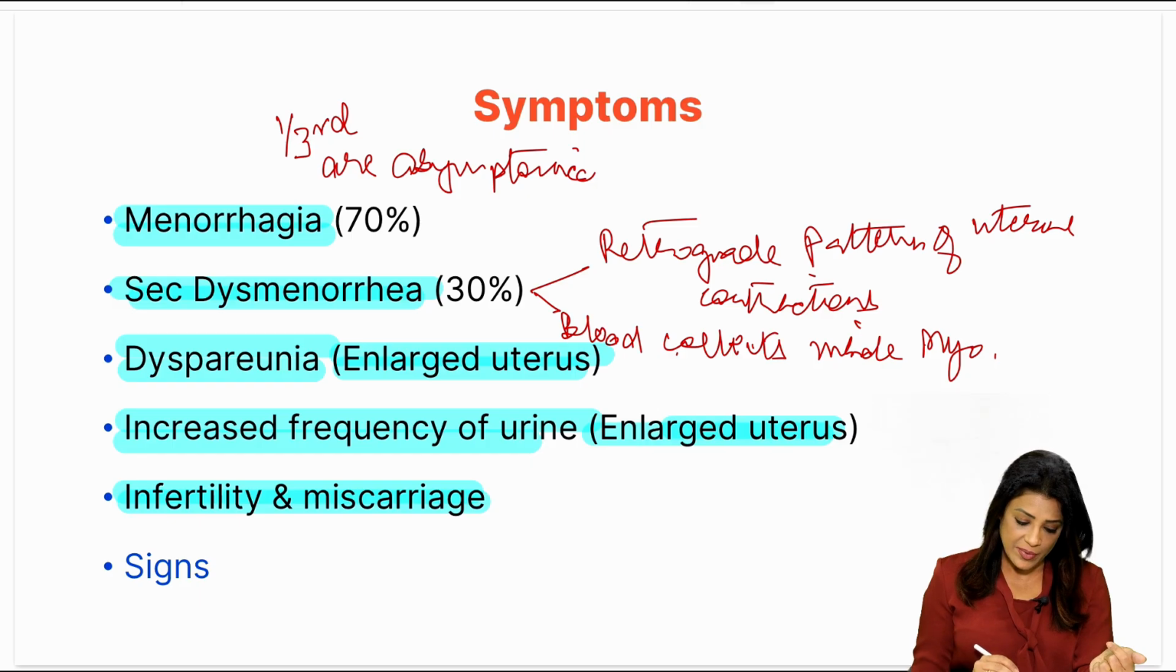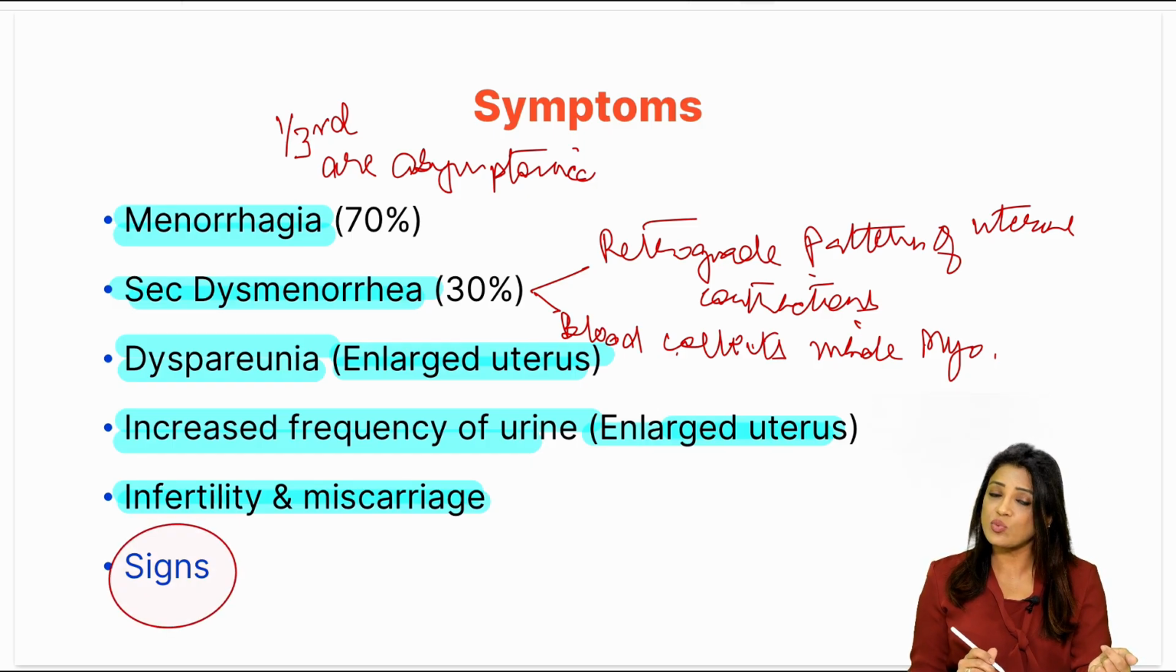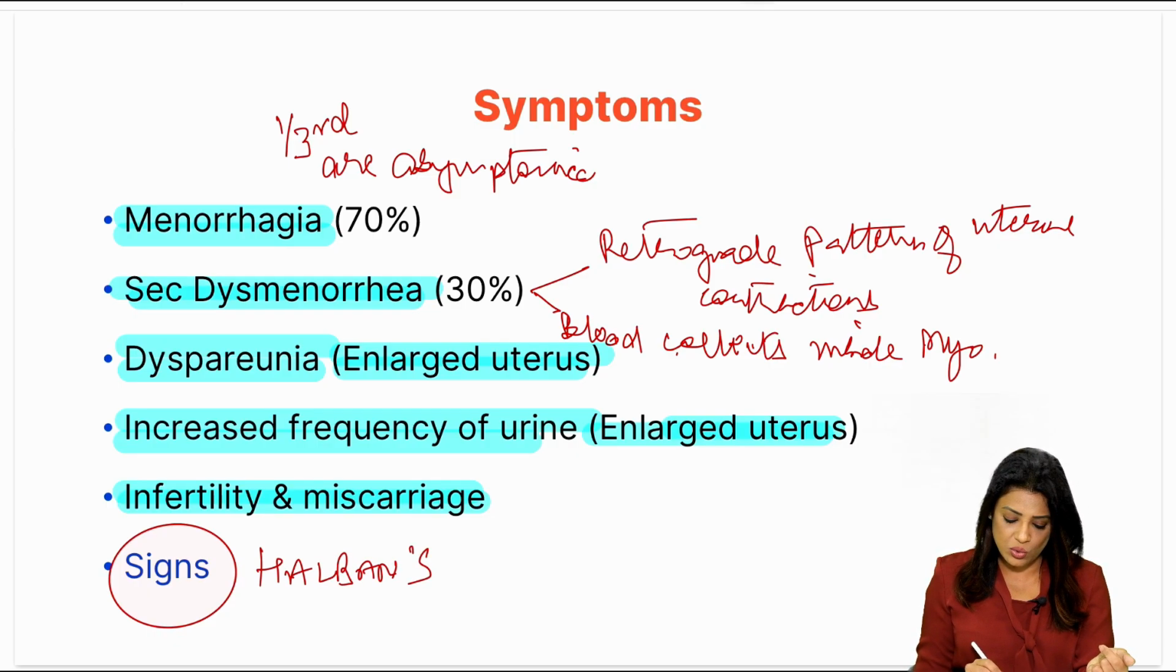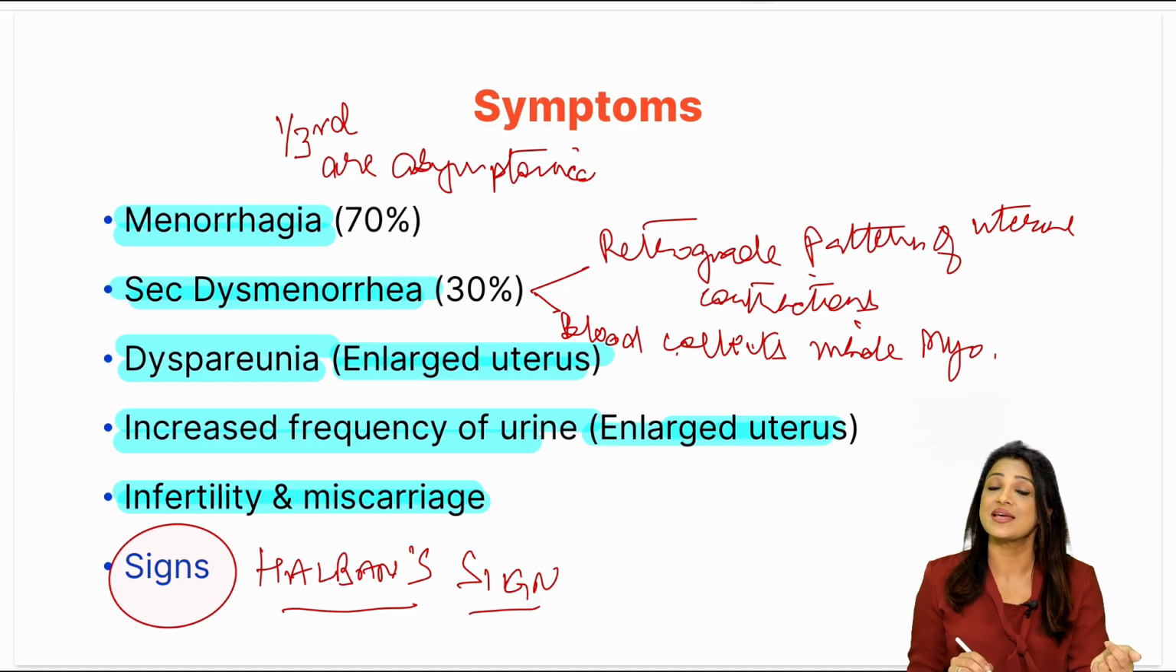What are the signs for adenomyosis? Now we have discussed what a Halban sign is. Halban sign is a soft, boggy uterus which is tender. This is positive in adenomyosis. It is not seen in any other condition. Neither a pregnant uterus nor a fibroid uterus will ever show Halban sign positivity.